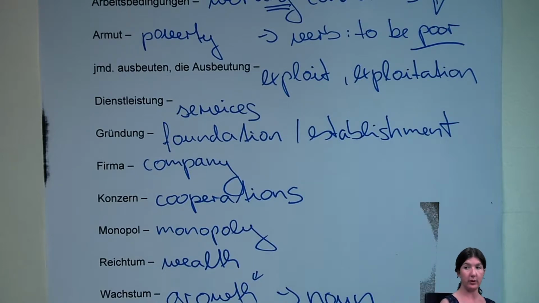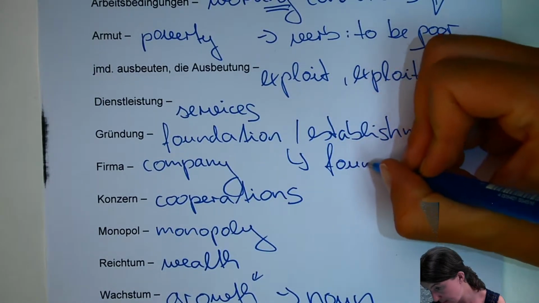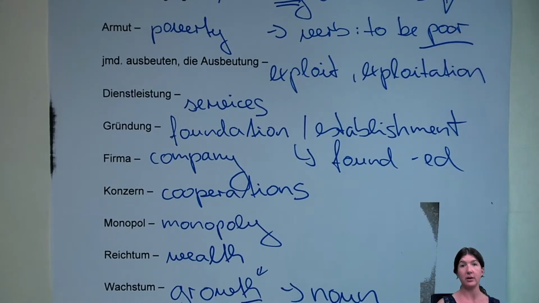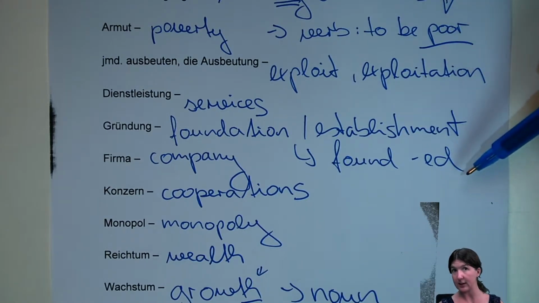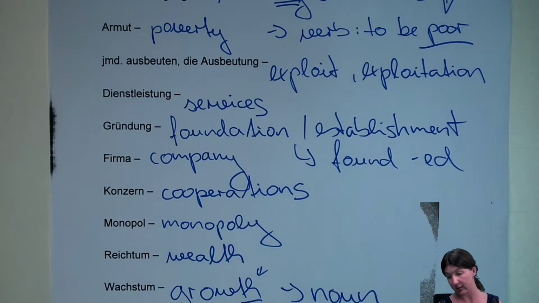Eine Firma gründen, to found a company. Found would be the verb of foundation, die Gründung, to found a company, eine Firma gründen. It's a regular verb in that case, so found, founded, founded. The company was founded in 1985, whatever. So don't confuse it with the irregulars of find, please.